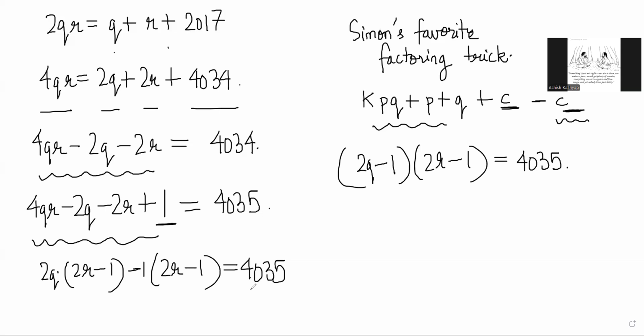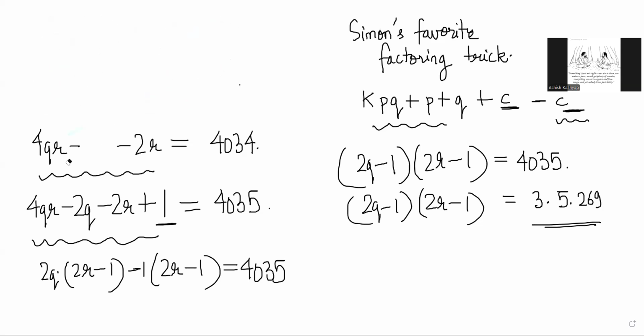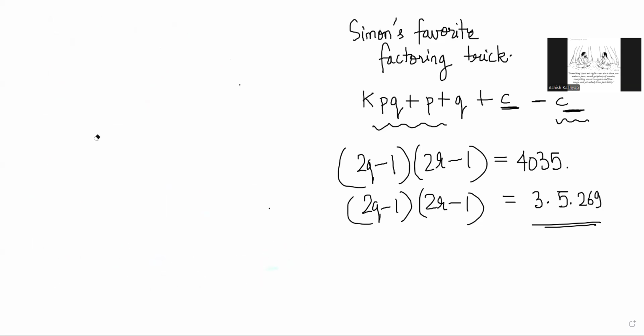This is my equation, which is now much easier to solve, because we can prime factorize 4035, and that comes out to be 3 into 5 into 269. You can check that yourself. These are the prime factors. So we have 2Q minus 1 times 2R minus 1 is equal to this, right? So now we just take different cases and we solve for Q and R. Remember that Q was less than R. That was our initial assumption. So when we do cases, we have to take cases where Q comes lower than R, right?